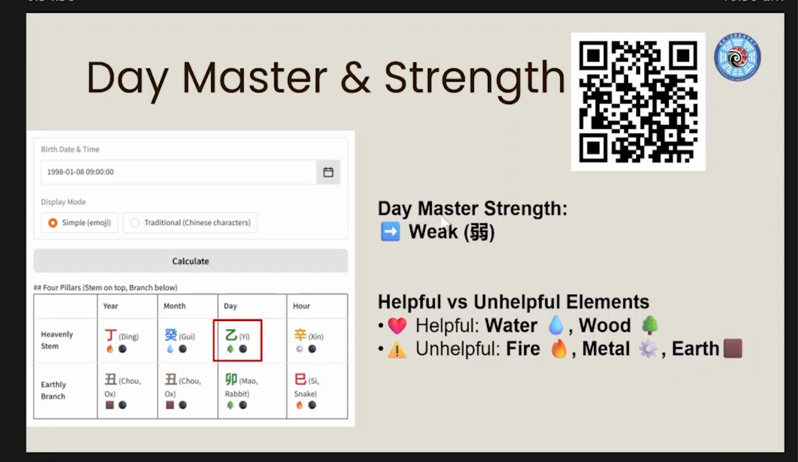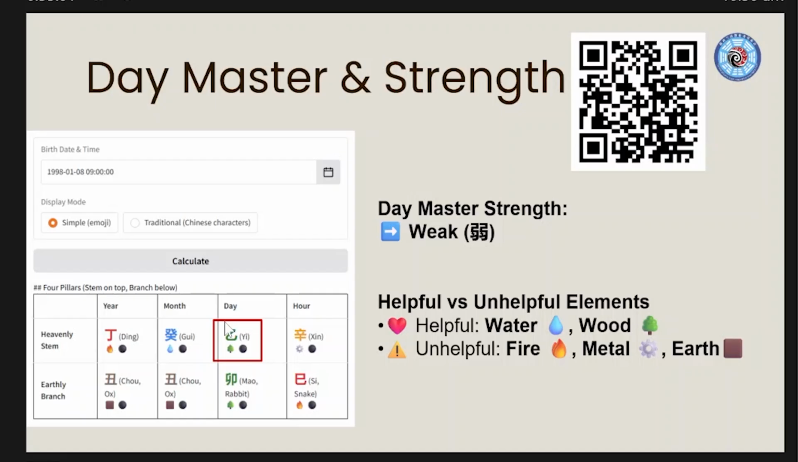So if the day master is weak, the core philosophy is to keep balance. So how can we keep balance? We need to use some helpful element. If the wood is weak, what kind of element do you need? Can anyone give me an answer? It's very easy. Water, yeah.